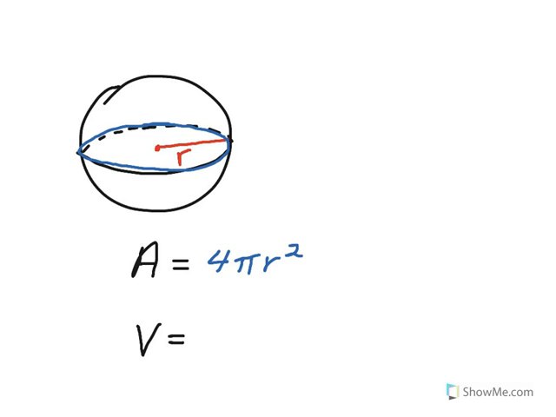And then the volume of a sphere is 4/3 times pi times the radius to the third power. So you cube the radius length and multiply it by 4/3 times pi, and that will give you the volume of the sphere.